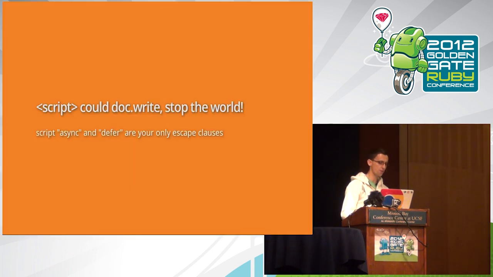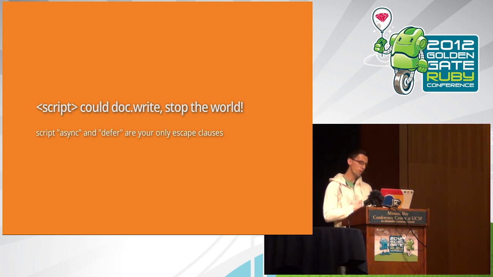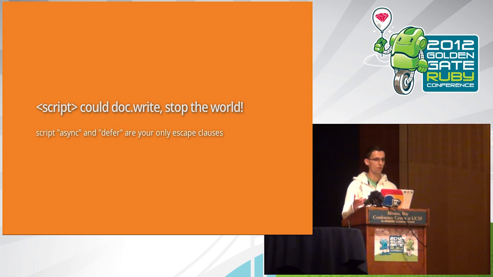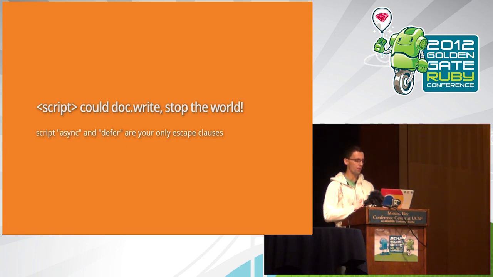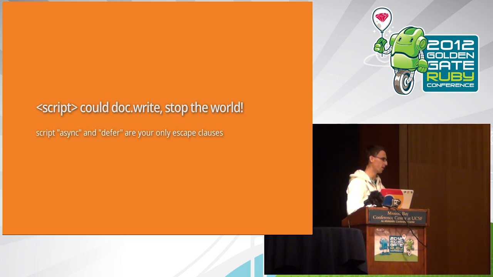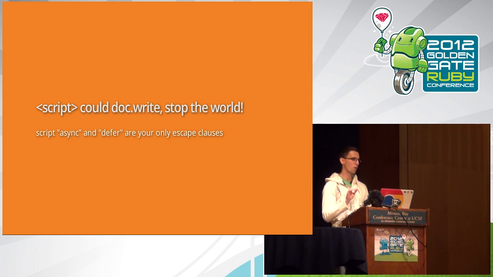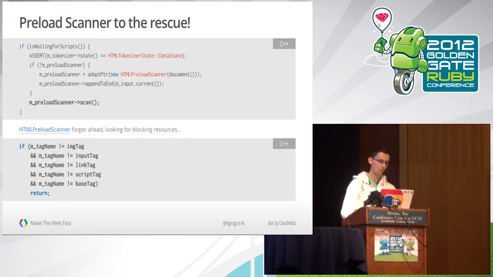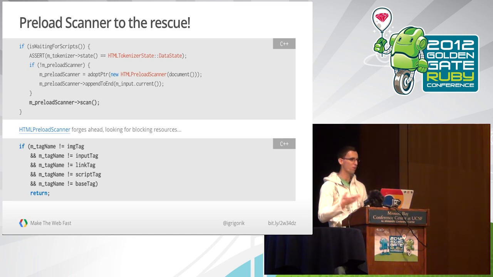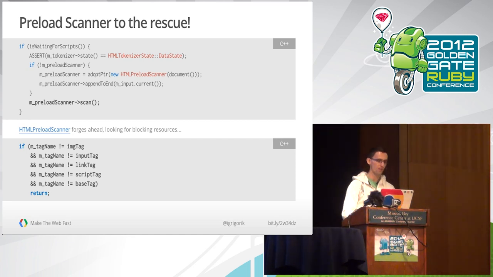The only two ways to work around this is through these two attributes called async and defer. And I'm not going to go into the details of what those are. I encourage you guys to look it up. But basically, what both of those attributes say is, trust me, I won't do a doc write. At which point, the parser says, okay, all right, I can move forward. But what if we can't? What if you weren't kind enough to provide one of these async or defer attributes?